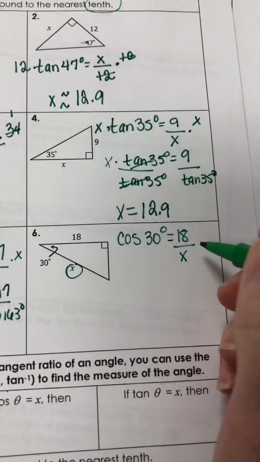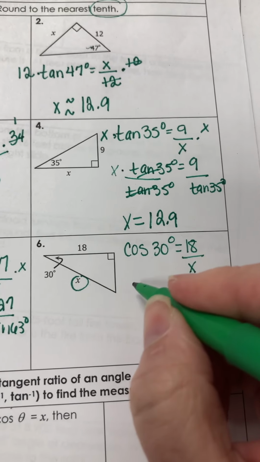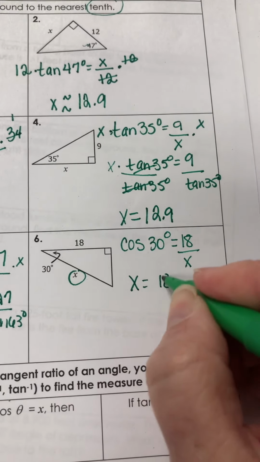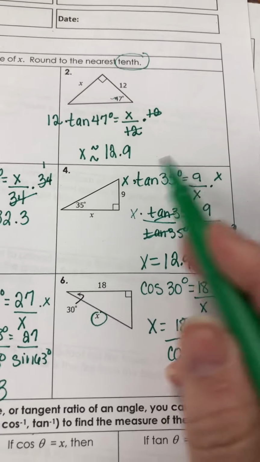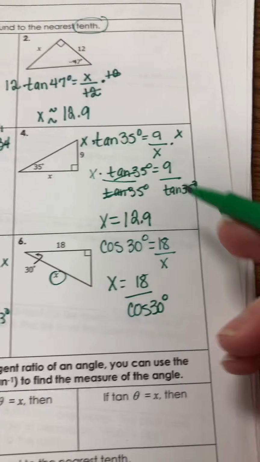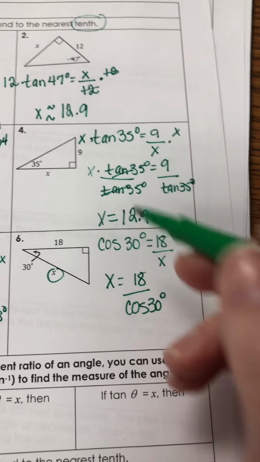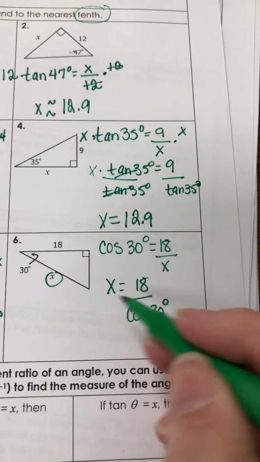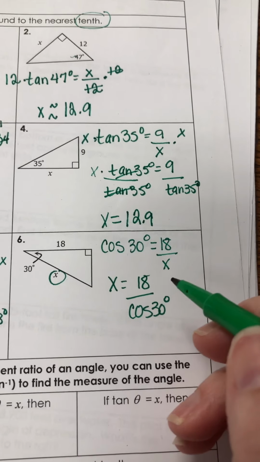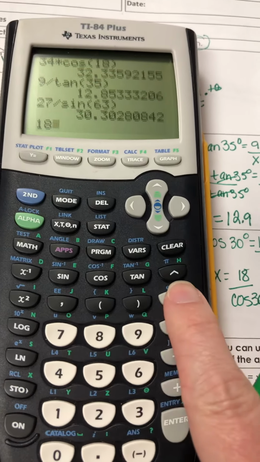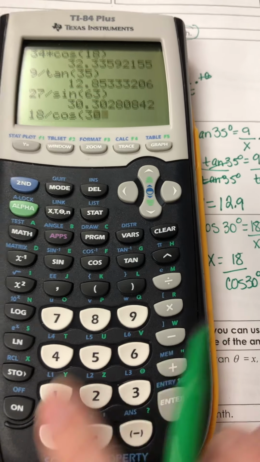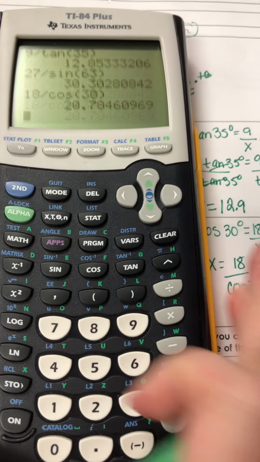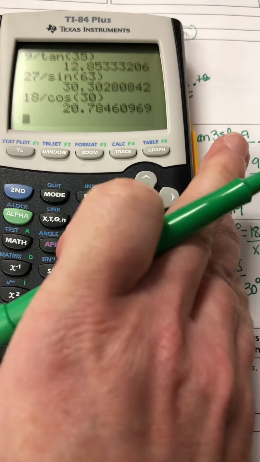Now remember, you're going to multiply both sides by x, but what you're going to end up with is 18 divided by the cosine of 30. You can go through all of these steps if you would like, but if you will just memorize what you're doing here, it'll be a lot easier, okay? So 18 divided by the cosine of 30 will be 20.8.